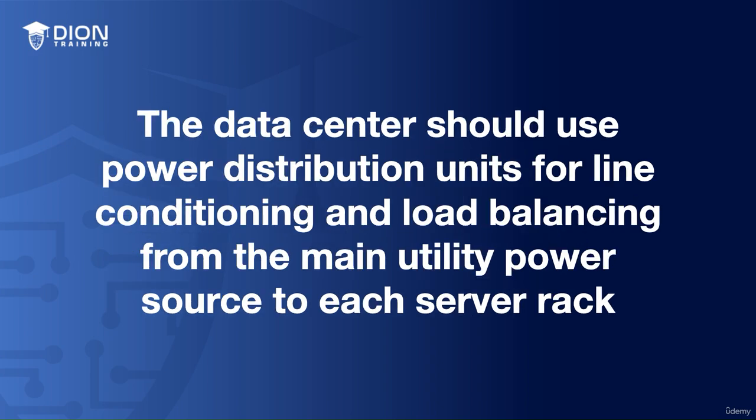Your data center should also use power distribution units to perform line conditioning and load balancing to each server rack from your main utility power source, and in the case of a power loss event, the power distribution centers can also receive their power from backup generators if your grid power is lost or unavailable. These generators usually take about 30 to 60 seconds to start up, and then once they come up to speed, they'll be ready to start carrying the power load that you need to your power distribution centers.